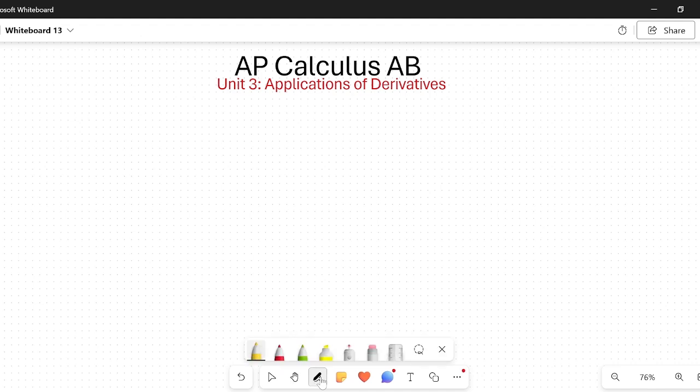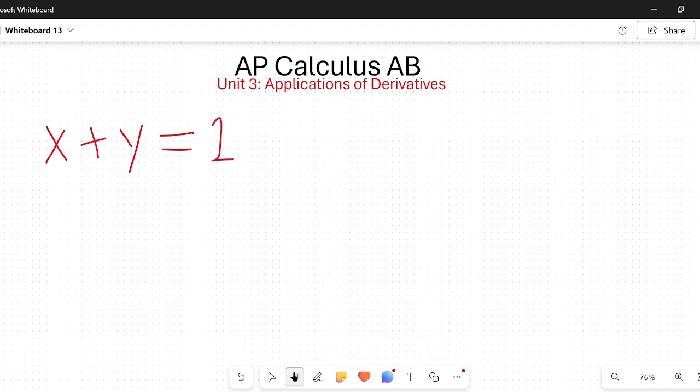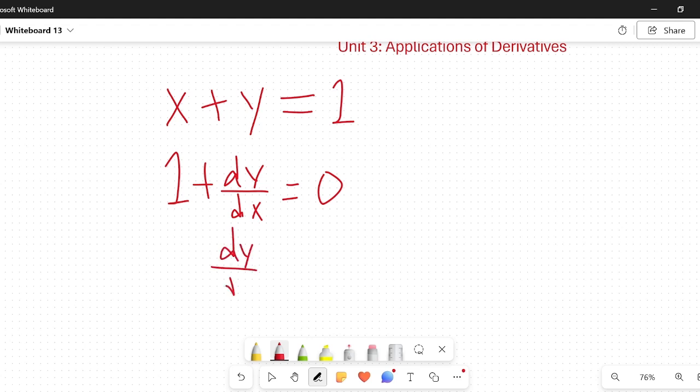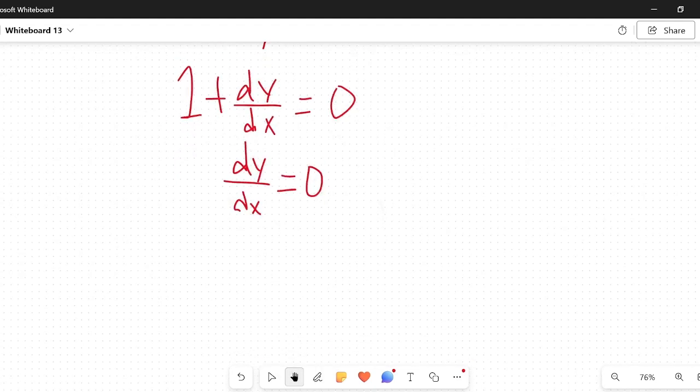Recall that if we have a function like x plus y equals 1, we take the derivative of x, the derivative of y is dy over dx, and the derivative of 1 is equal to 0. And then we would solve something like this. This is implicit differentiation.